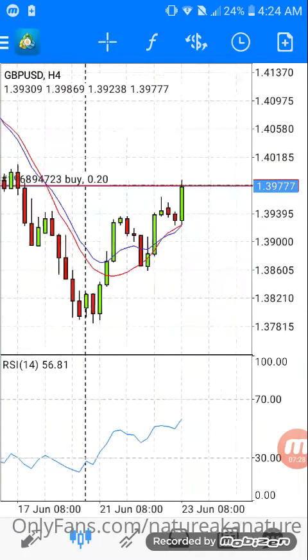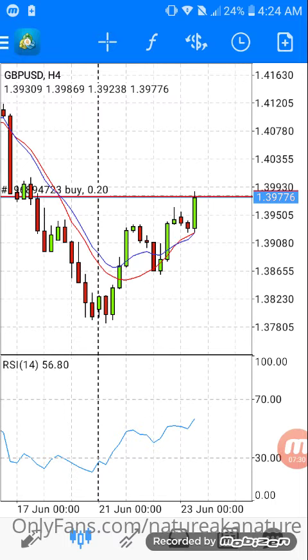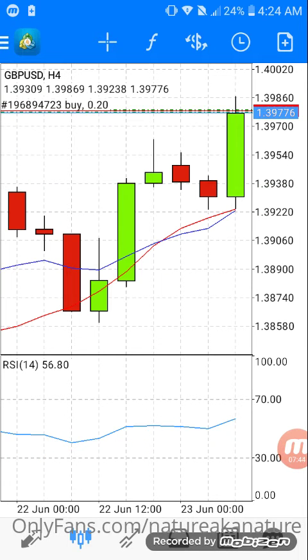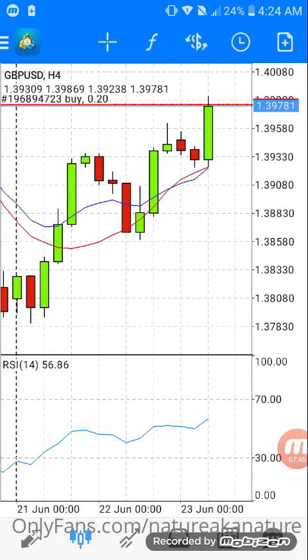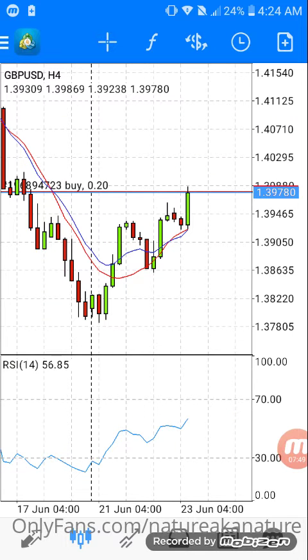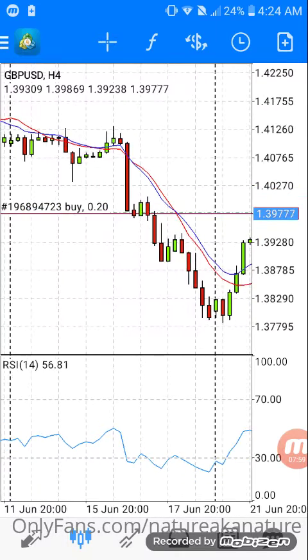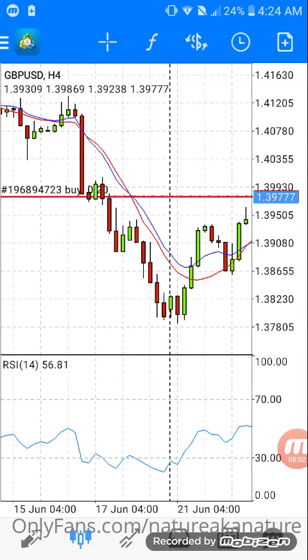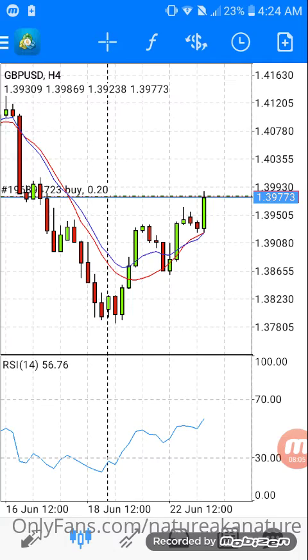The EMA is the blue line and the SMA is the red line. I hope I'm not confusing anybody. Once you see the crossover, as you can see right here, it started crossing over and we're in a new direction. We're in an uptrend right now. Remember, once you see the candles above the moving average, it's in an uptrend. If you see the candles below, it's in a downtrend. As you can see, it was in a downtrend. Now the candles are above it, so it's in an uptrend.